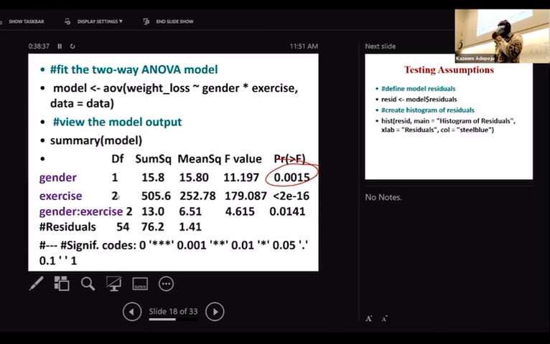When you also look at the exercise, you don't do exercise, you do light exercise, you do intense exercise. Of course, in terms of weight loss, there's a significant difference. That is what he's saying. And that is making sense because my belief is that doing exercise will make one reduce weight. So you can see that now. The p-value is actually less than 0.05.